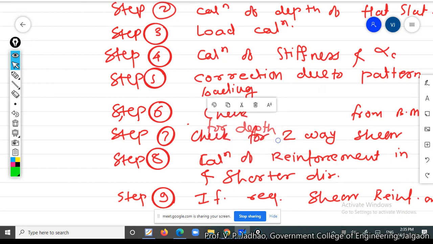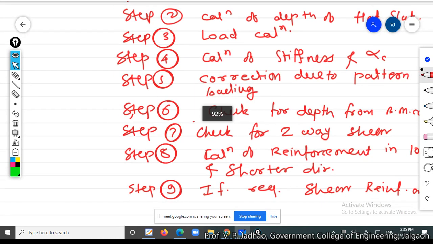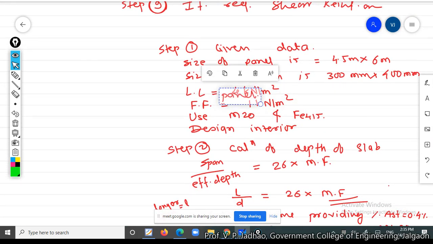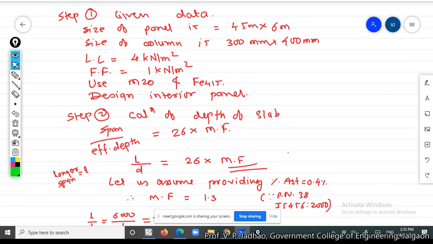Okay, the problem was: we had the size of panel as 4.5 by 6 meter. Size of column was 300 mm by 400 mm. Live load was 4 kilonewton per meter square. Floor finish was 1 kilonewton per meter square. We have to use M20 grade of concrete and Fe415 steel, and we have to design this interior panel.